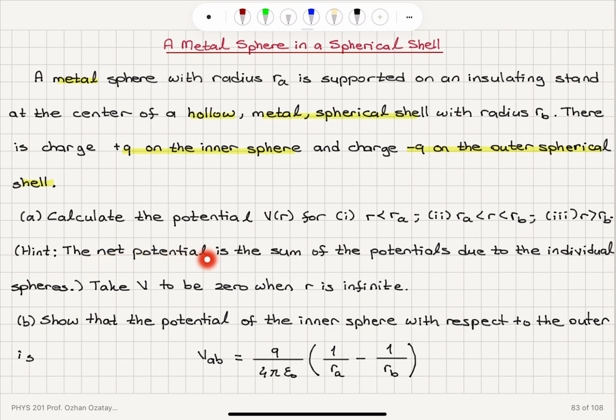And the net potential is the sum of the potentials due to the individual spheres, and we take the reference point to be r equal to infinity for the zero potential. And in part B, show that the potential of the inner sphere with respect to the outer, V_AB, is equal to Q over 4 pi epsilon 0, times 1 over r sub a minus 1 over r sub b.